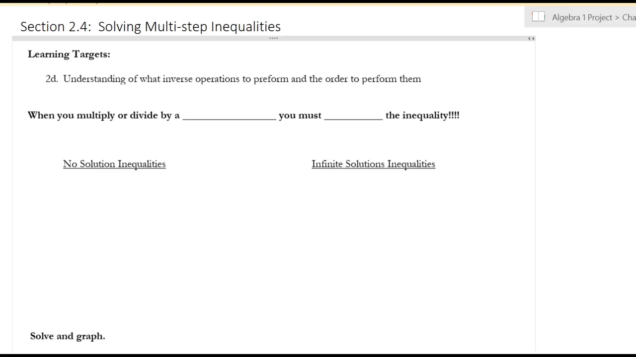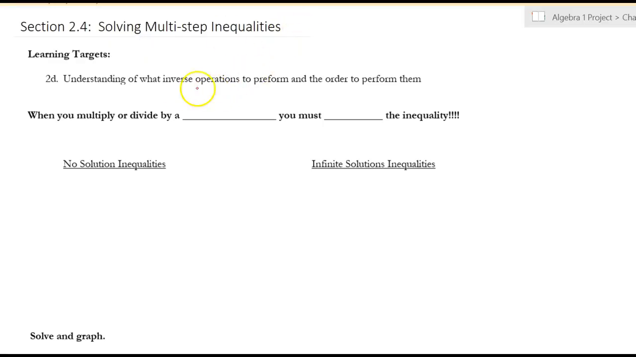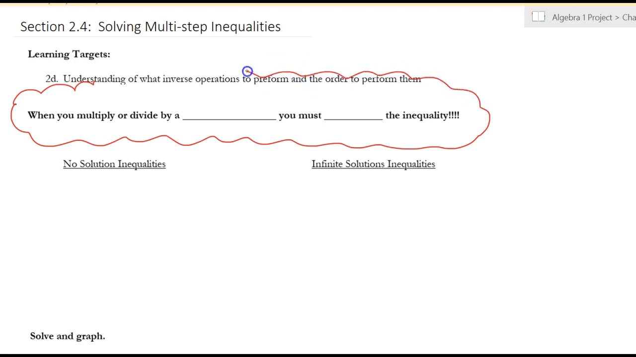Okay, so what we're working on in this section is solving multi-step inequalities. And you already know how to solve inequalities. And remember, we learned this one rule right here. This is the most important rule about inequalities. And that's when you multiply or divide by a negative, you must flip the inequality. So remember to do that.